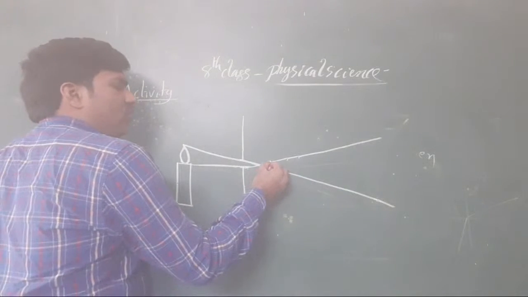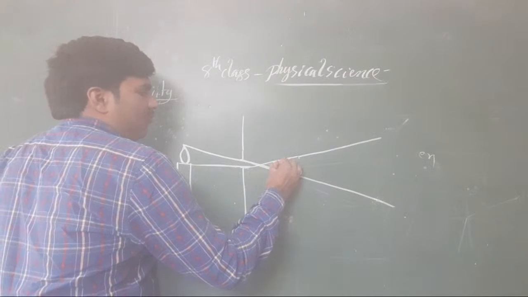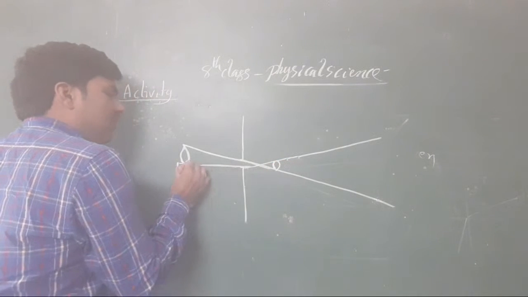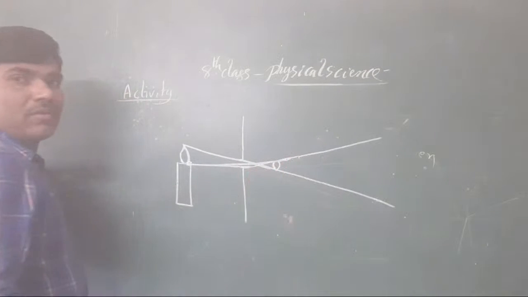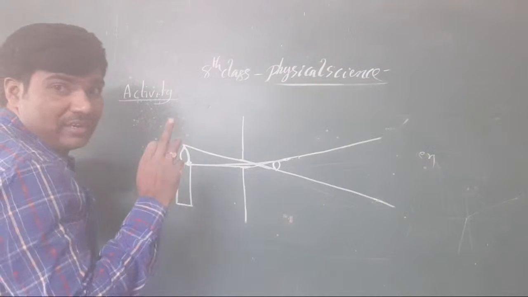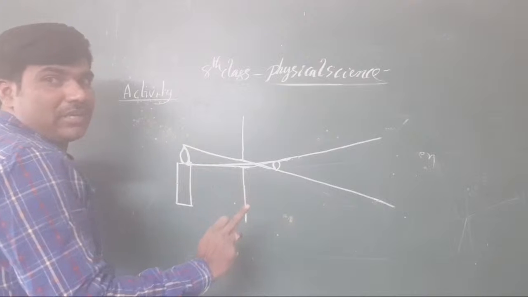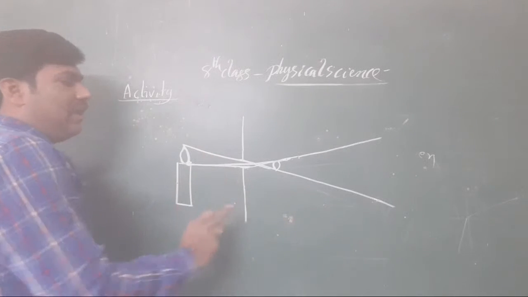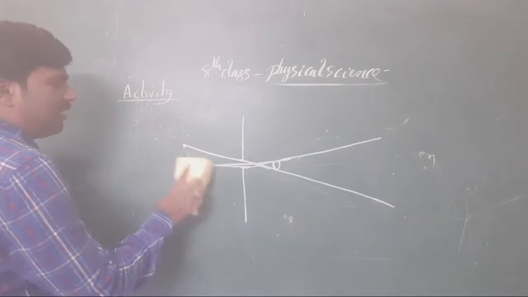If you take the screen here, the image is formed in this form. Why? Because this ray comes from the bottom. Clear, all the students? Our light ray propagates in rectilinear propagation, that's why we draw like that. For our understanding purpose, we are not taking it here.